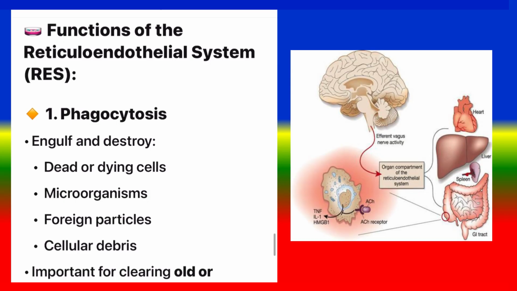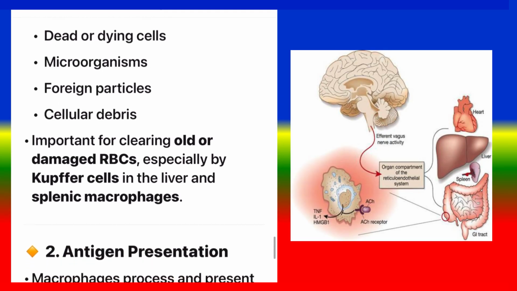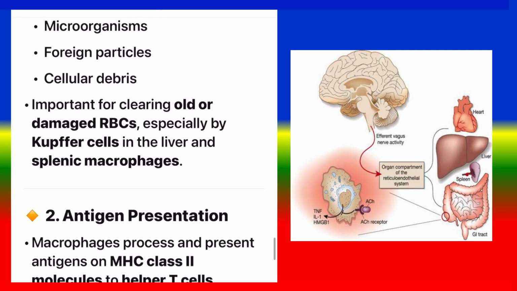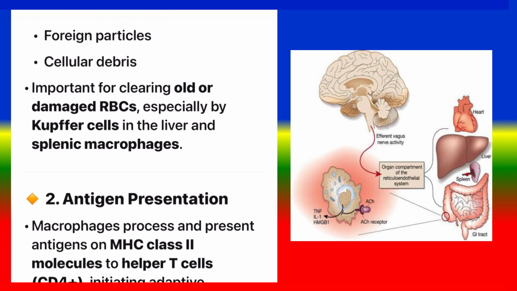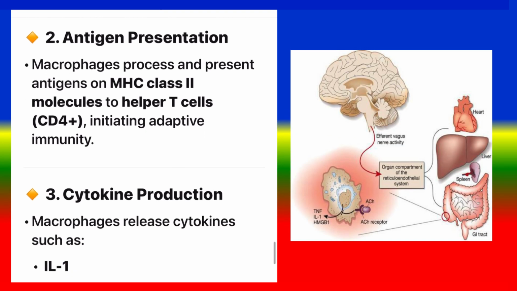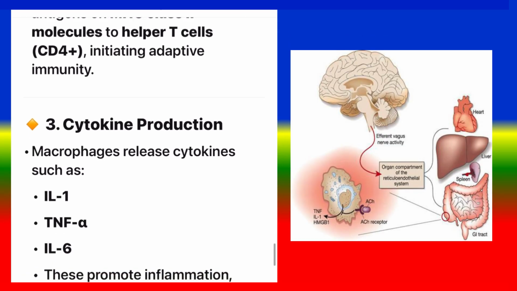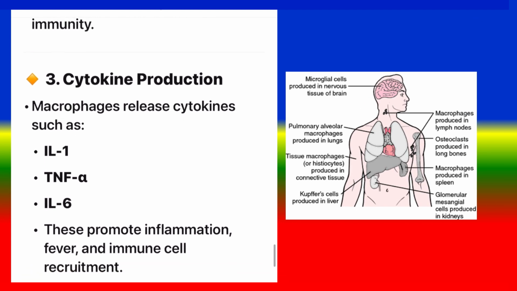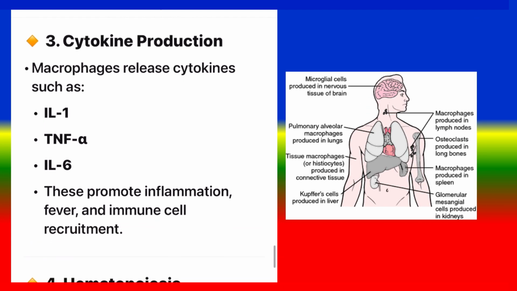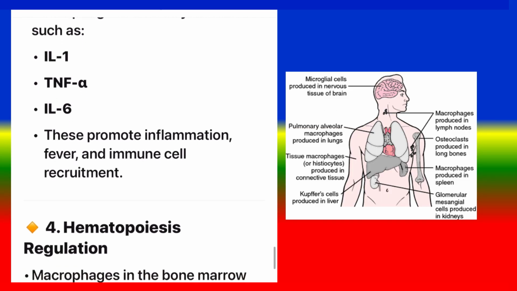Functions of the reticuloendothelial system, RES. 1. Phagocytosis. Engulf and destroy dead or dying cells, microorganisms, foreign particles, and cellular debris. Important for clearing old or damaged RBCs, especially by Kupffer cells in the liver and splenic macrophages. 2. Antigen presentation. Macrophages process and present antigens on MHC class II molecules to helper T cells, CD4+, initiating adaptive immunity. 3. Cytokine production. Macrophages release cytokines such as IL-1, TNF-alpha, IL-6. These promote inflammation, fever, and immune cell recruitment.